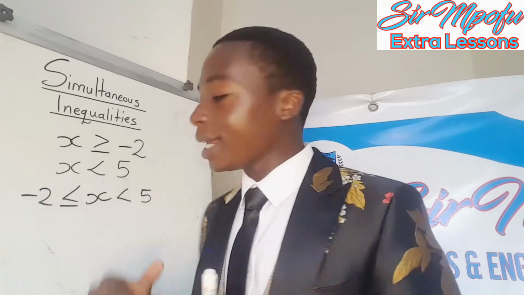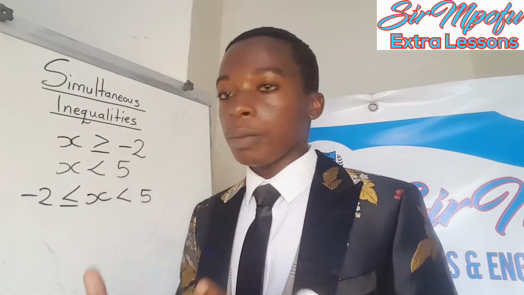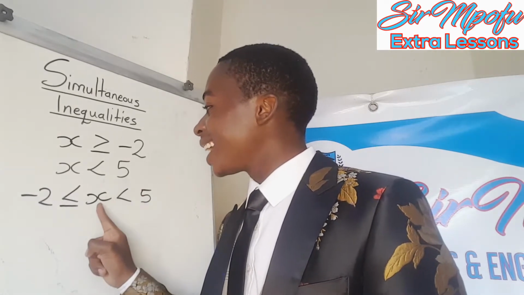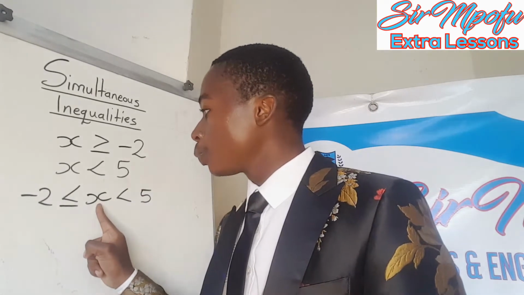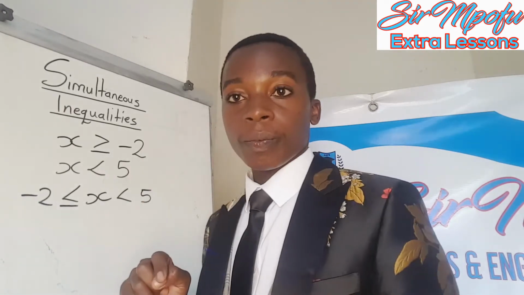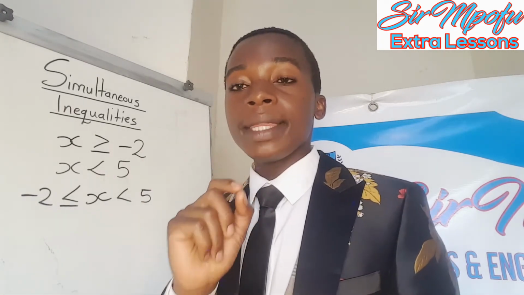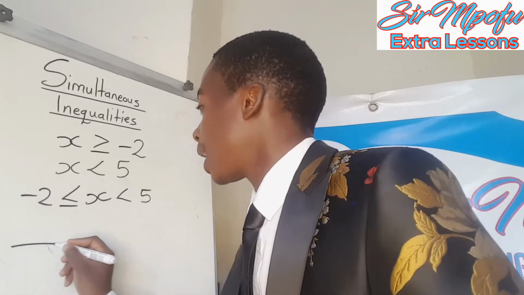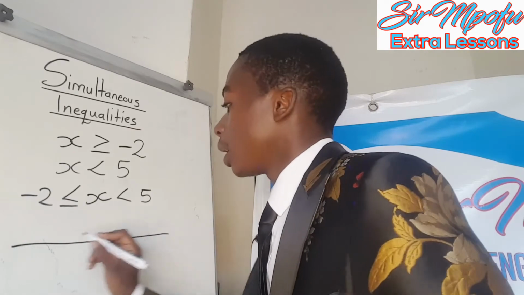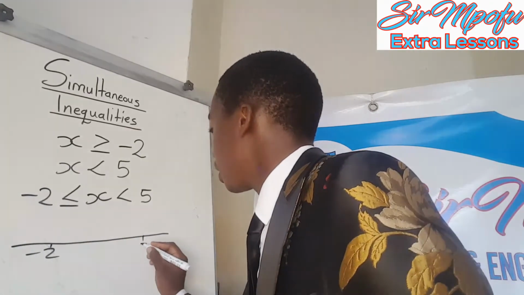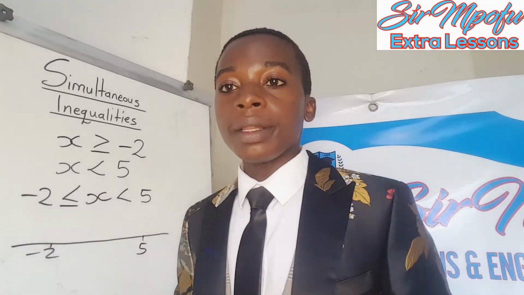Now how to represent this on a number line? It's very simple. Let us read it first. This means x is greater than or equal to negative 2. But it's less than 5, right? Now let's represent this on a number line. This is the number line, and negative 2 here, and here 5. This is how we represent this.